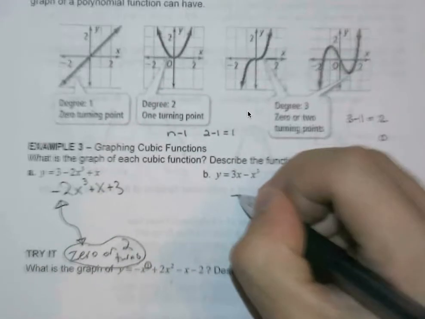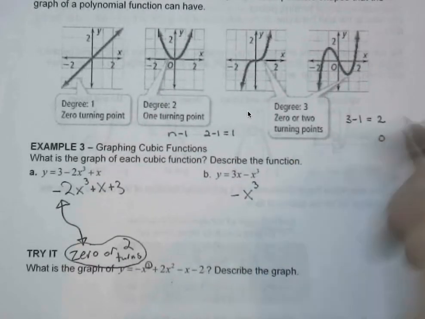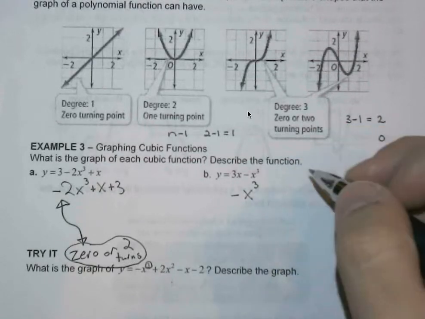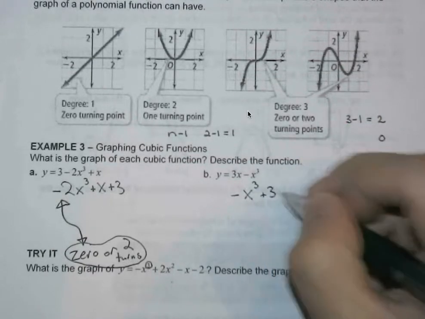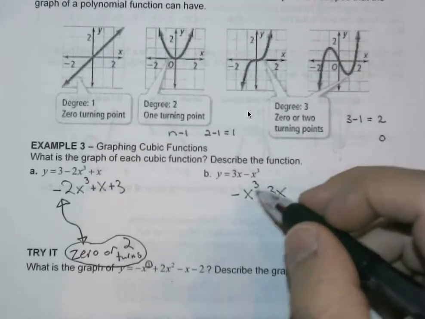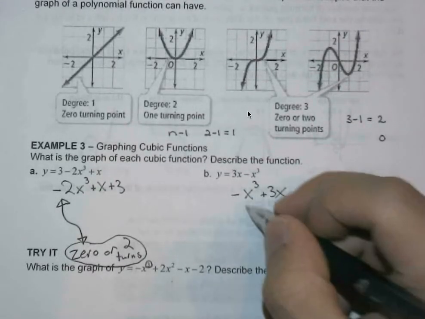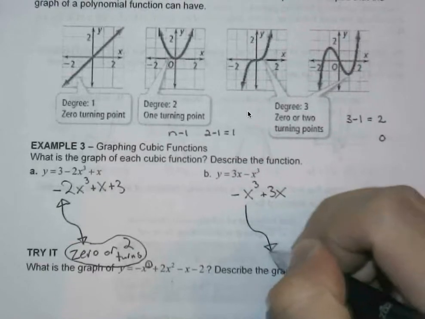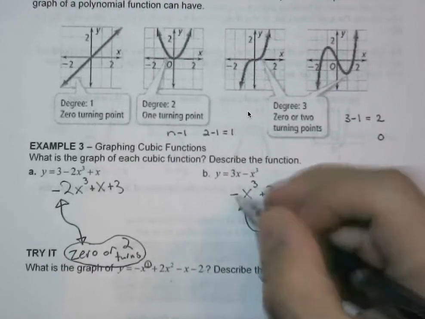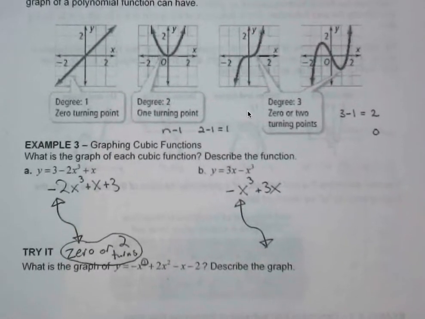For the next one, this is negative x cubed. And if we take a look at this, this is adding 3x. Leading term is negative x cubed, so this is going to be going down and to the right, but also up and to the left. So this is also either 0 or 2.